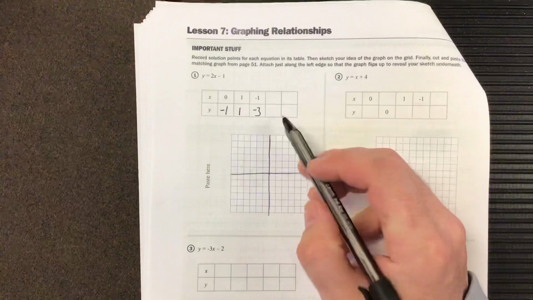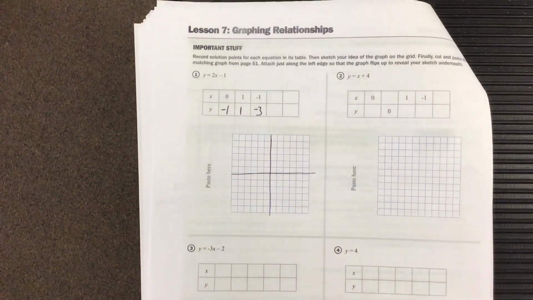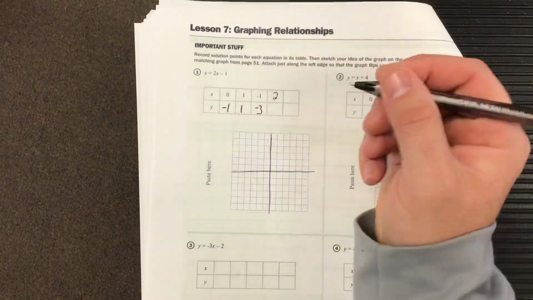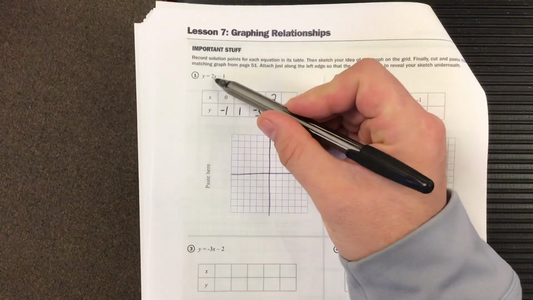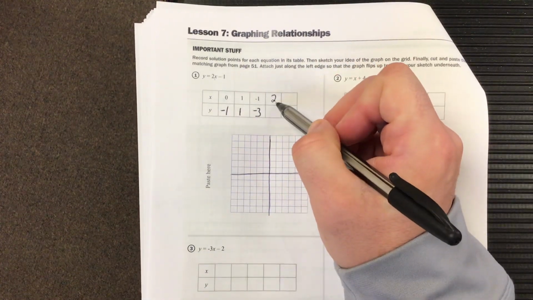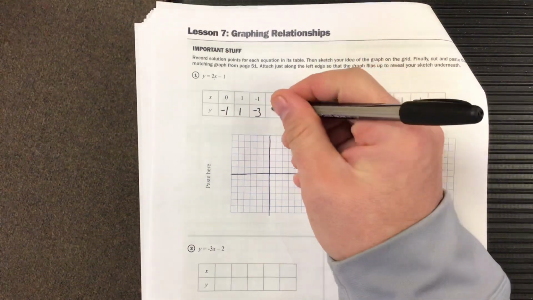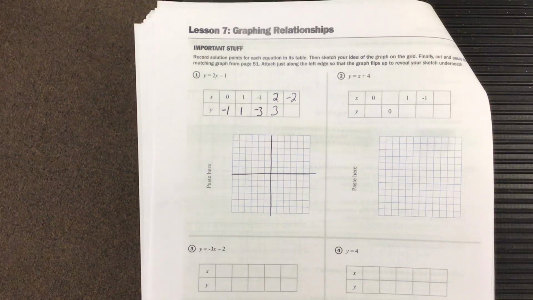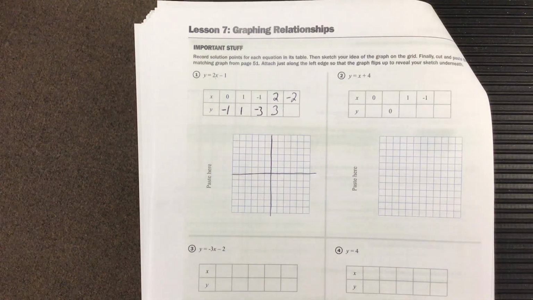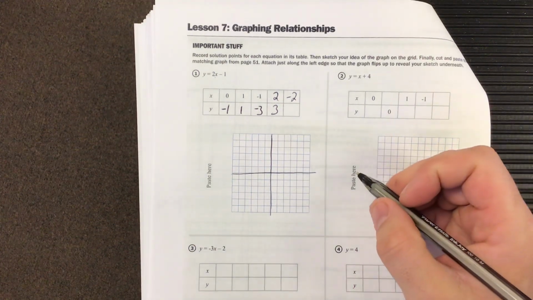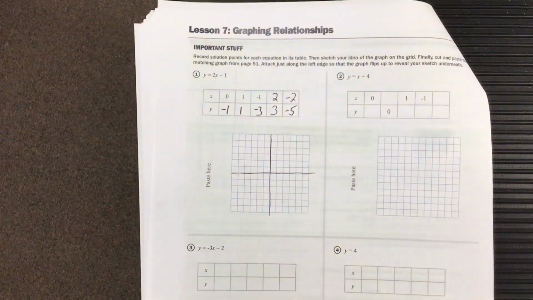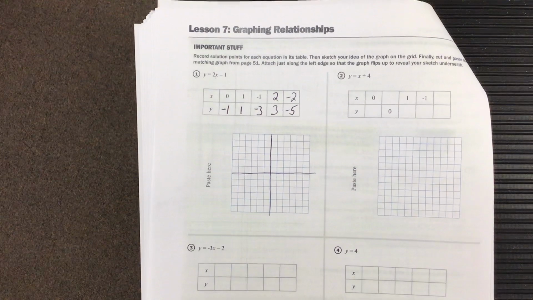And now notice it doesn't give me any more points, but I could pick a couple. I like small numbers, so let's try 2. 2 times 2 is 4, minus 1, 3. And let's try negative 2. 2 times negative 2 is negative 4, minus another 1. Negative 5. And now let's put our dots on there, and hopefully they line up.